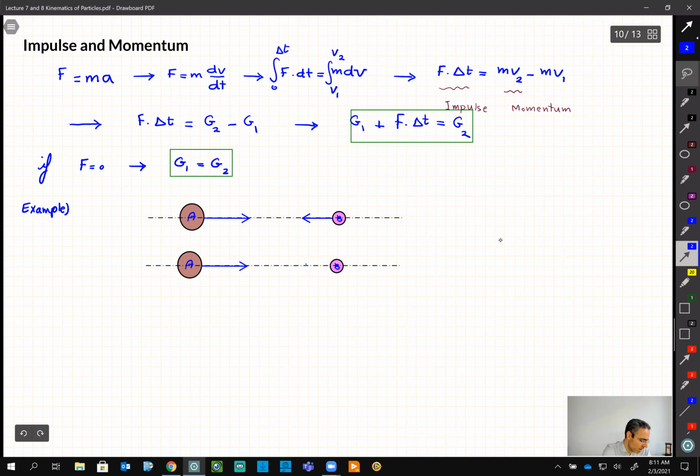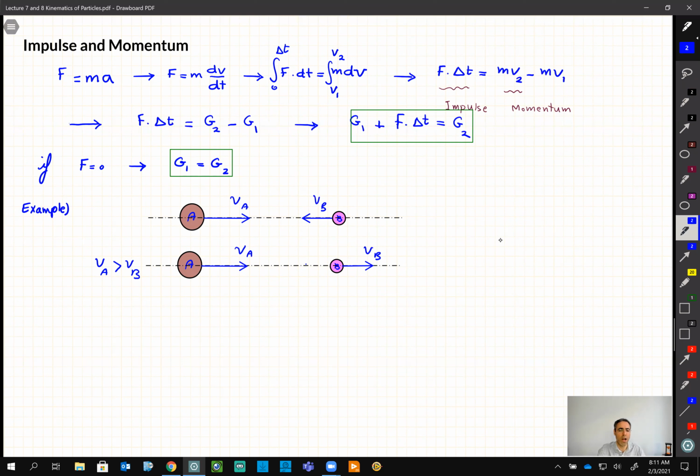Yes, that's good. So let's say VB is going in the opposite direction. Let me write it down. This is VA, and this is VB. Of course, here we assume that VA is bigger than VB, because if it is the opposite, like VB is bigger, these two never collide, right? VB always goes further and further. So let's say we have this scenario, and now these two things collide.